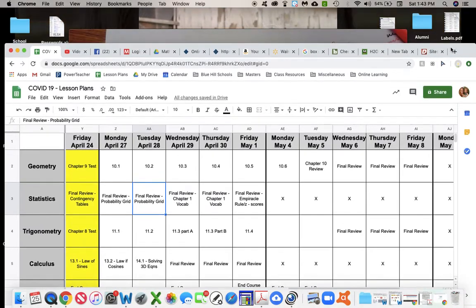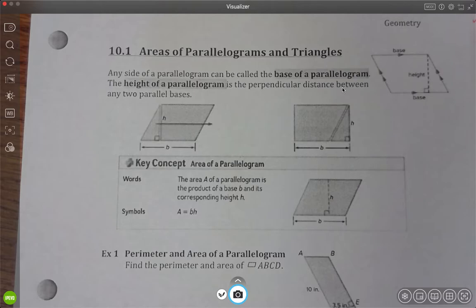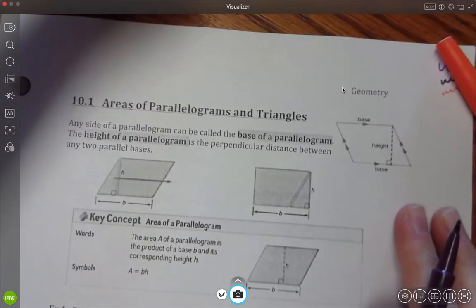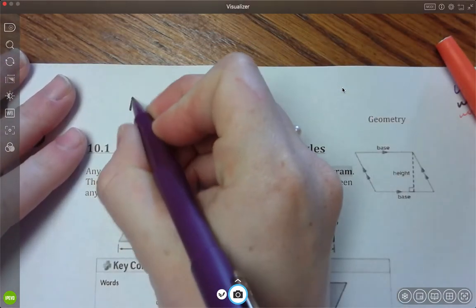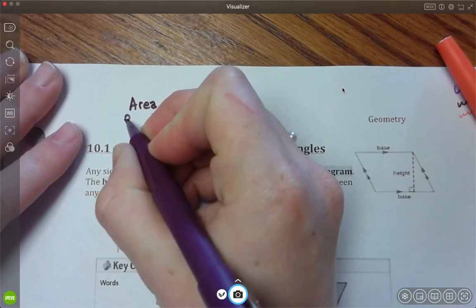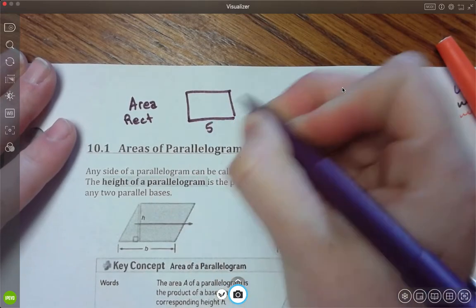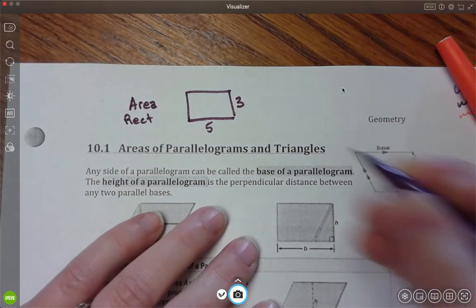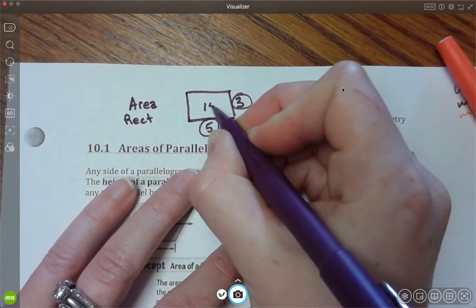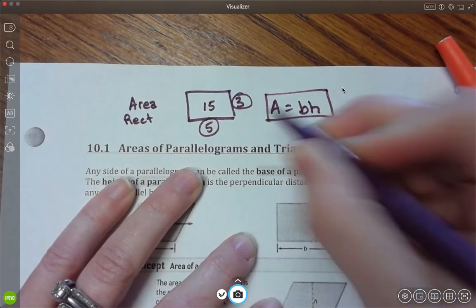Okay, so jumping into chapter 10, 10.1 is what we're going to go through today, which is areas of parallelograms and triangles. Before we get to that, add this to your notes, the area of a rectangle, because that is one you should know already. If I have a rectangle that is, let's say, 5 units and 3 units, the area, you would just take 5 times 3, and that would be 15. So the area of a rectangle is base times height.